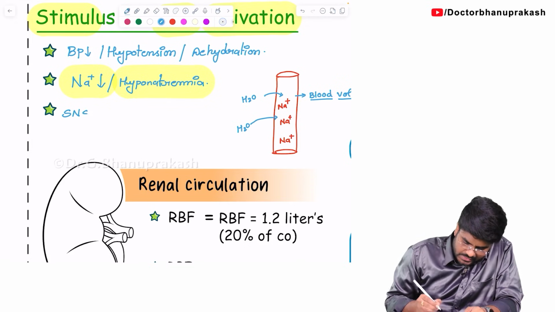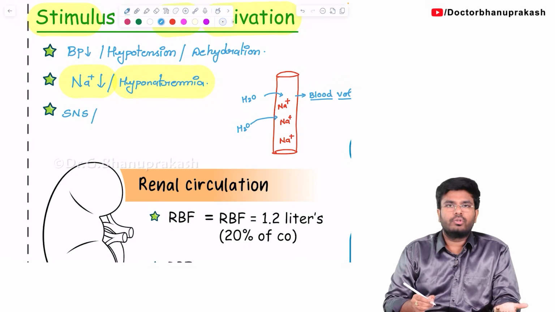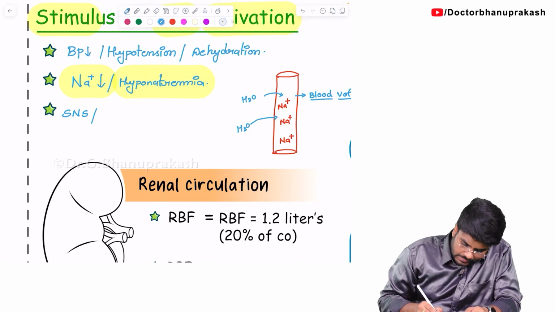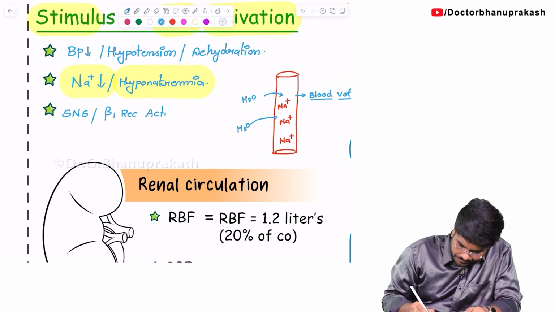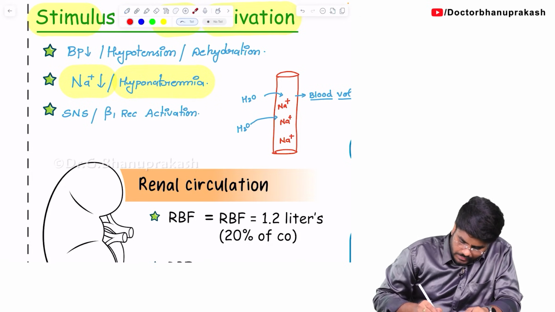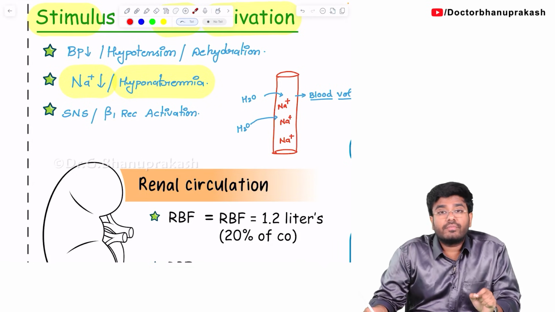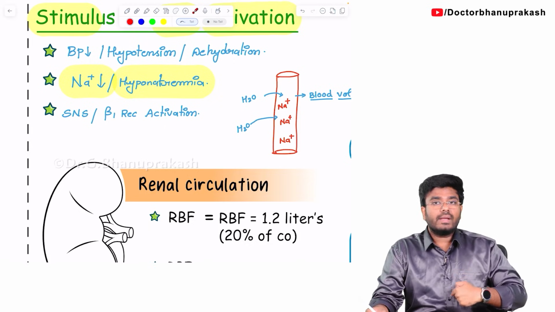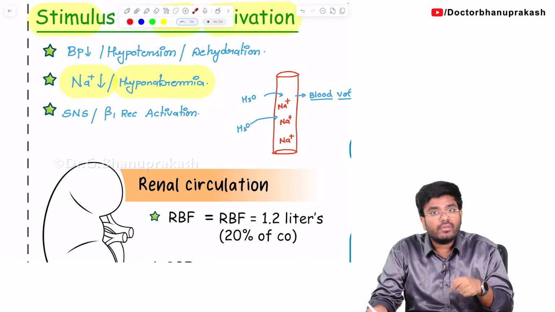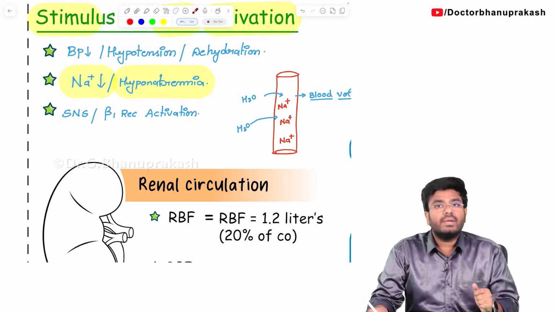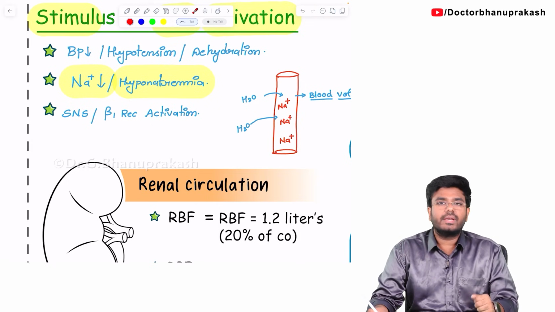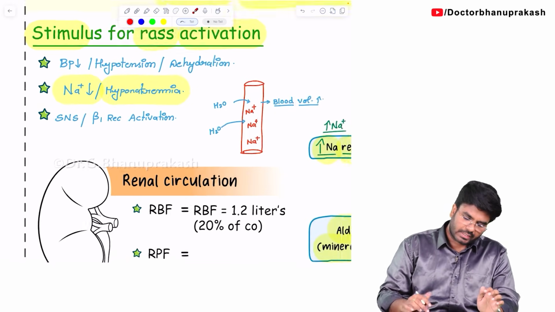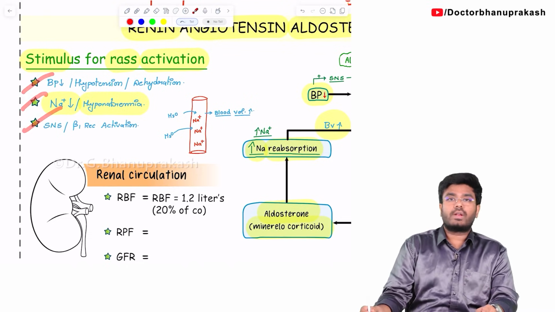Whenever the sympathetic nervous system is activated, I have told you the sympathetic nervous system activates the RAAS pathway, through beta 1 receptor activation. Guys, this is very important. Beta 1 receptors are present on the myocardium, on the heart. Not only that, you have to know the beta 1 receptors are also present on our kidney, on the JG cells. So when you stimulate the beta 1 receptors, the RAAS pathway will be activated and renin will be released. Okay, done. So these are the different stimuli for the activation of the RAAS pathway.